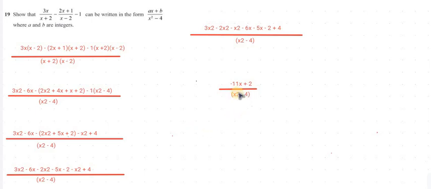And please don't write your squared down below like this. Always write it like that, small to the right hand corner.